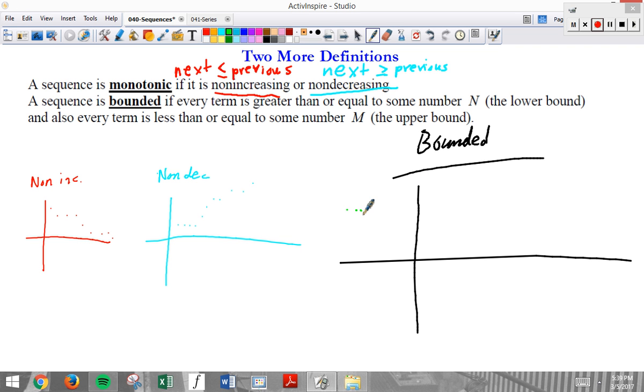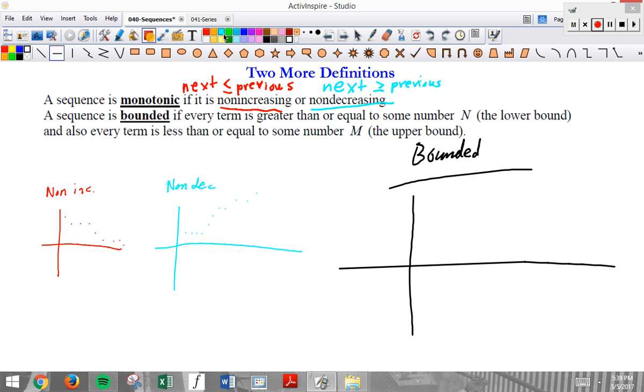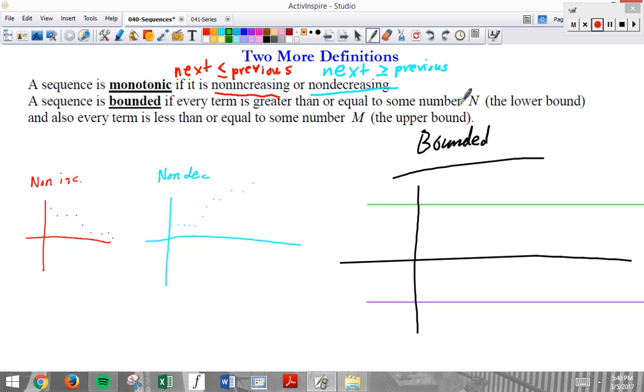It would have some upper bound. Oh, sorry. Dots are bad now. It would have some upper bound, and it would have some lower bound. So that's some number m, and that's some number n, the lower bound, the upper bound. And my sequence could bop around in here, decreasing or increasing, or some random pattern. But the point is it never can go past those bounds.